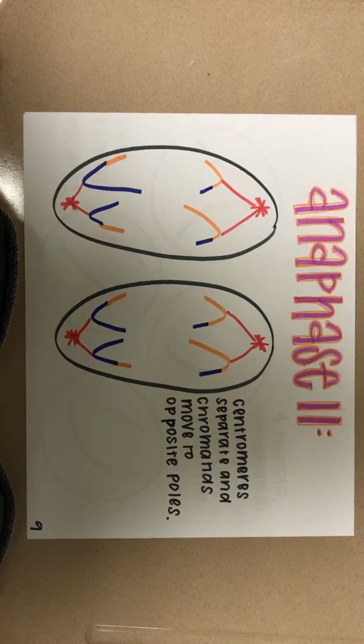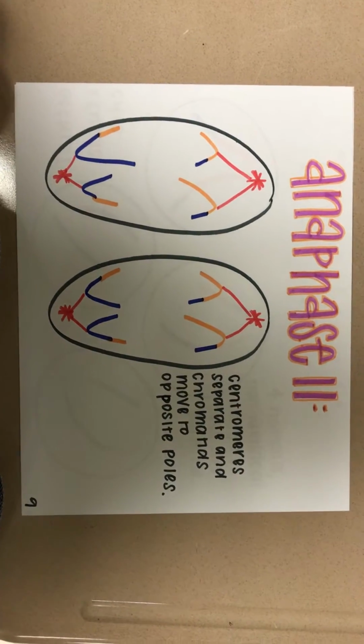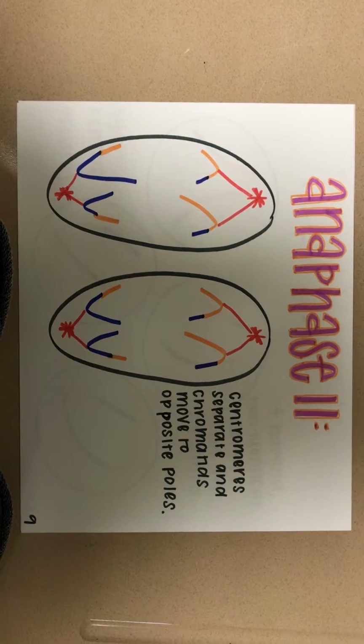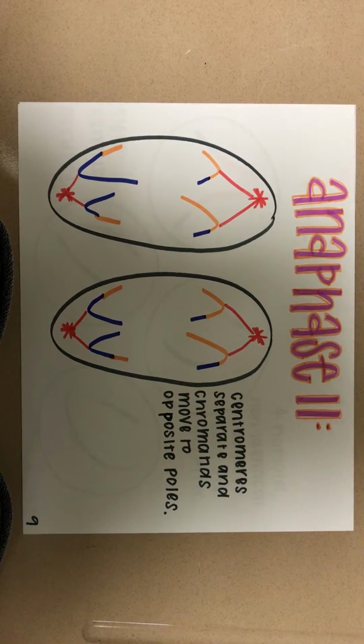After this, anaphase 2 occurs. The centromeres separate and the 2 chromatids of each chromosome move to opposite poles on the spindle. The separated chromatids are now called chromosomes.